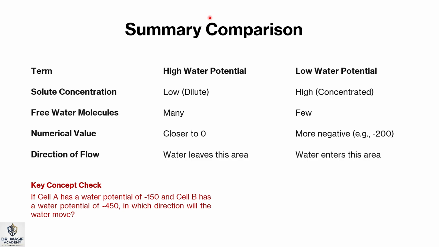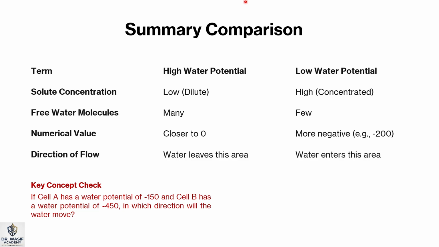Secondly, think about the free water molecules. In a high potential area, you have many free water molecules zipping around, but in a low water potential area you have very few, because most of them are captured and handcuffed to the solutes. And number three, this is the part that trips everyone up, that is the numerical value.